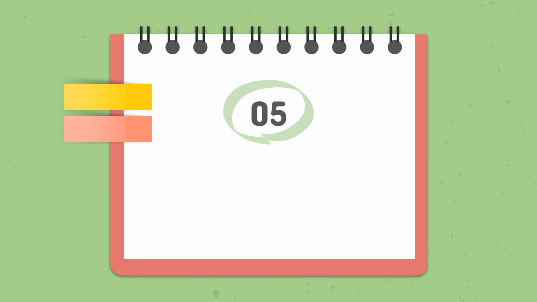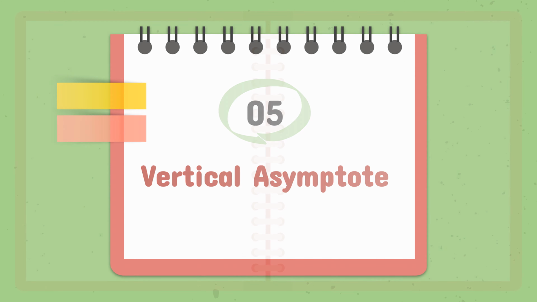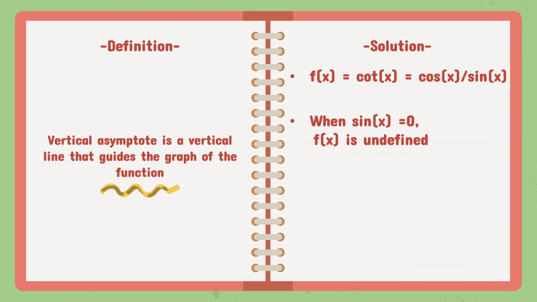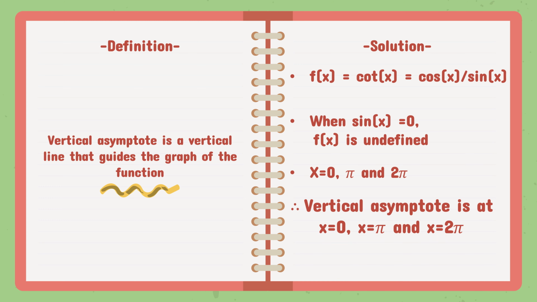As for the fifth question, we need to find the vertical asymptote. As for the definition, a vertical asymptote is a vertical line that guides the graph of the function. For the solution, f(x) is equal to cotangent x, where cotangent x is cos x divided by sine x. Next, when sine x is equal to 0, f(x) is undefined. So we're going to get x equal to 0, π, and 2π. So the vertical asymptotes are at x equal to 0, x equal to π, and x equal to 2π.